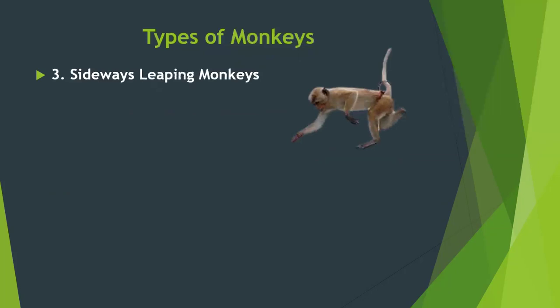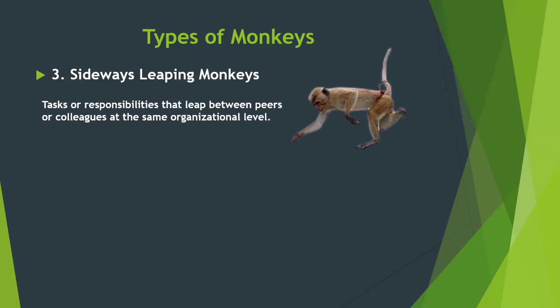And the third type of monkey is sideward leaping monkey. That is the task that is passed from one manager to another manager, or from one colleague to another colleague at the same level in an organization. We call it sideward leaping monkey. Yes, there are some managers we've seen in an organization, some managers will be working, while some managers will not be doing anything. And normally all these managers that are working are doing tasks that are passed to them from other managers at the same organizational level. We call this one sideward leaping monkey.